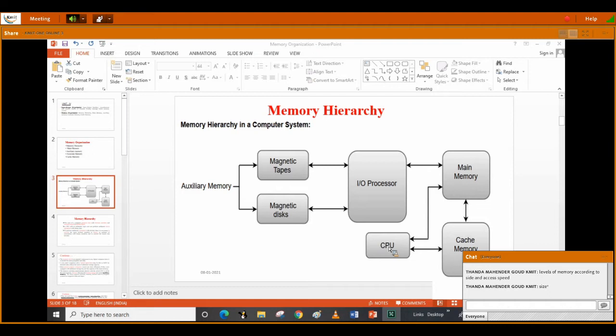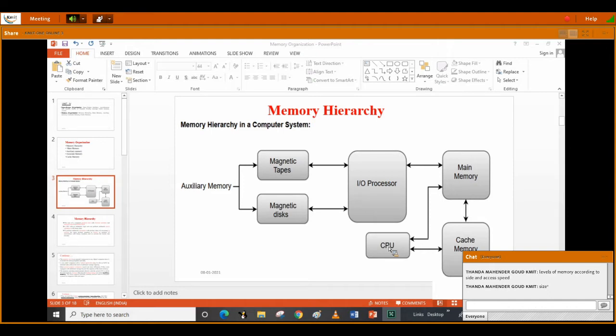What is magnetic tape here? It is like a folder, where we are saving the data, and with magnetic tapes we are saving the data in the hard disk. After we save the data in the magnetic disk, that is my hard disk. Here we are transferring the data to the CPU. The CPU can't access the data which is present in auxiliary memory.